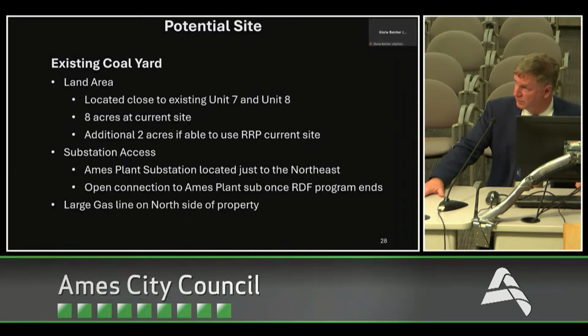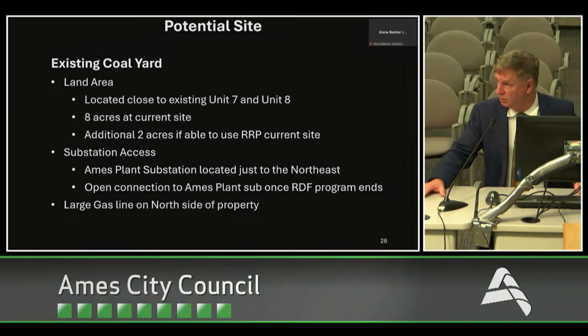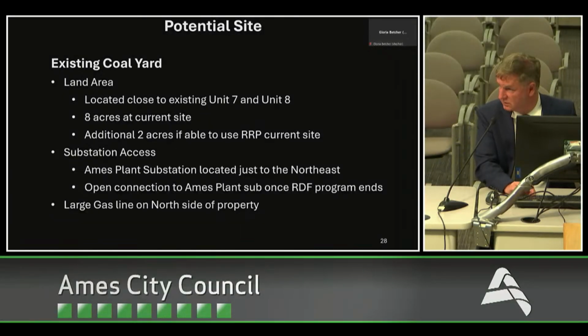Couple things. So the potential site that we're looking at is the existing coal yard. Enough room there. It's located close to existing unit 7 and 8. It's 8 acres. We have easy access to the Ames plant substation, so we can tie right onto there. If and when the refuse derived fuel program goes away, we have an additional breaker that we can use, and there is a very large gas line that we conveniently put there when we converted unit 8 to natural gas. So it's the ideal location.